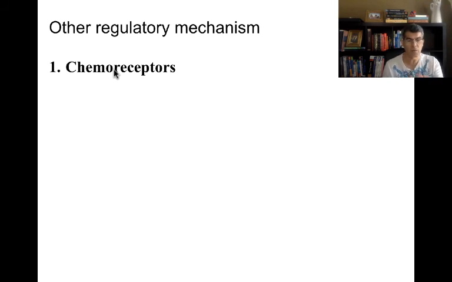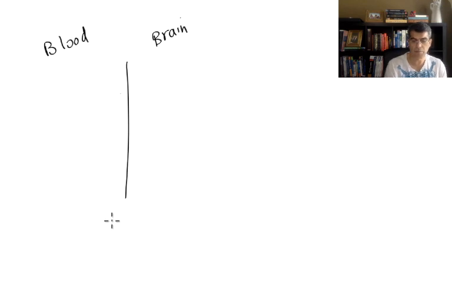So we're going to talk about this one in the respiratory system. However, it also has some effect on your blood pressure. Let me explain to you how it works. Let's say this side is your brain, and this one is your blood. Remember, between your blood and brain, we have the blood-brain barrier.